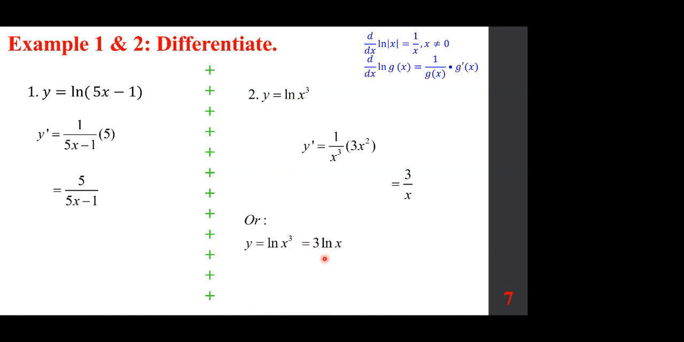So what is y prime? 3 times 1 over x. Okay, so let me write that in. So y prime is 3 times 1 over x, okay? Which is 3 over x. And as I mentioned, it doesn't make much of a difference in this case. The more complicated the log, the faster the second method.